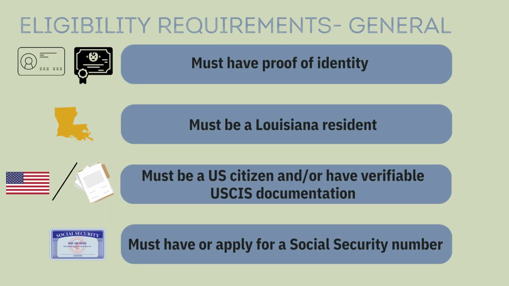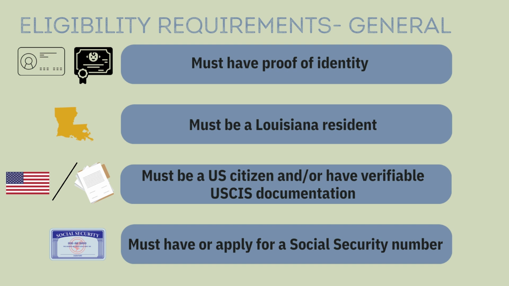So first, general requirements are that you must have a proof of identity. So this needs to be a driver's license, a state ID, or a birth certificate, or something to that effect. You must also be a Louisiana resident, and you need to have a Louisiana mailing address. We'll go over the importance of this later. I know that some of you might be out-of-state students, but you need to write down your Louisiana mailing address on your application. You must be a U.S. citizen and/or have verifiable U.S. CIS documentation, and you must have or apply for a social security number. So if you check all four of these boxes, so far so good, you are eligible to apply for SNAP.